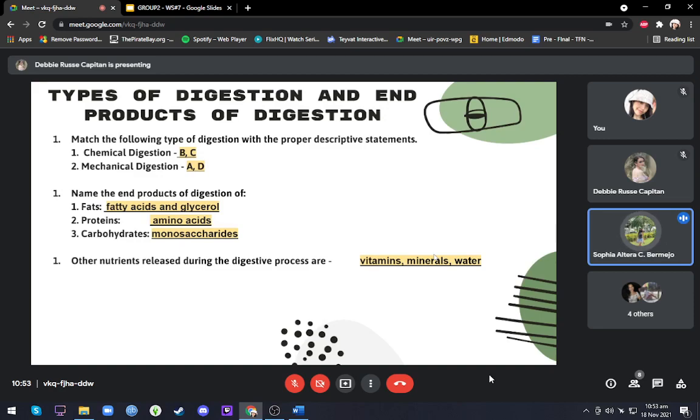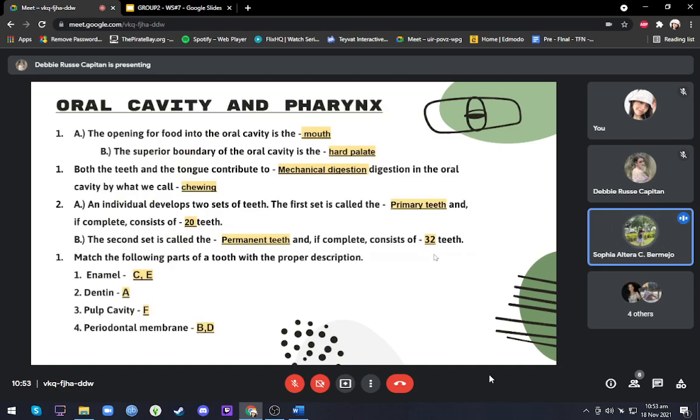Number 1 is fats. Our answer for that are fatty acids and glycerol. Number 2, proteins. Our answer is amino acids. Number 3, carbohydrates, and that is monosaccharides. Number 3, other nutrients released during the digestive process are vitamins, minerals, and water. So for the next part, oral cavity and pharynx.